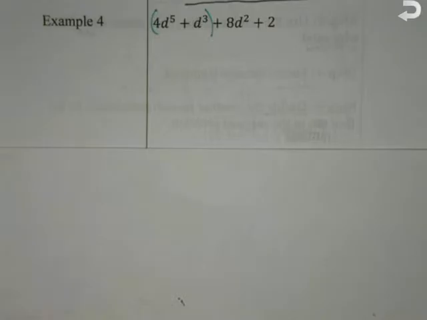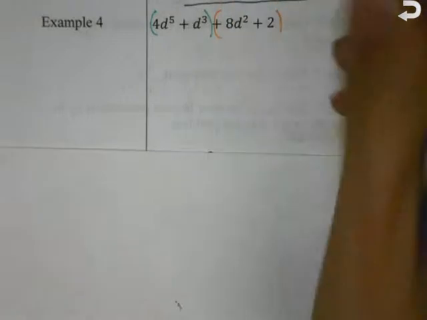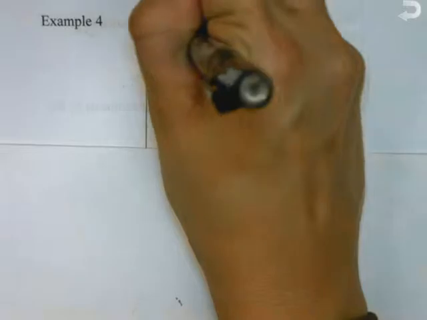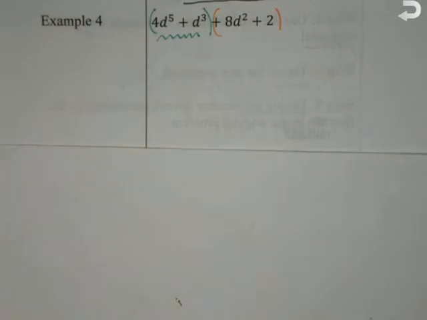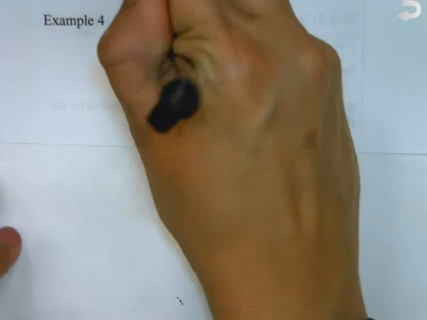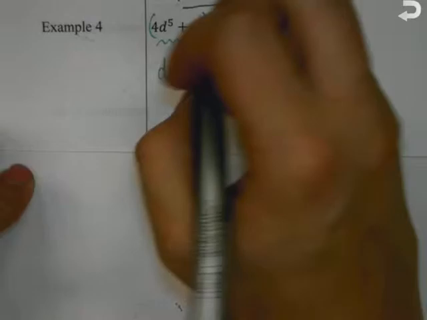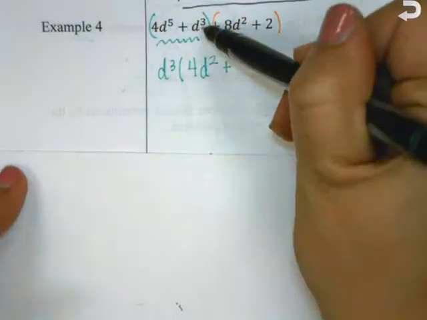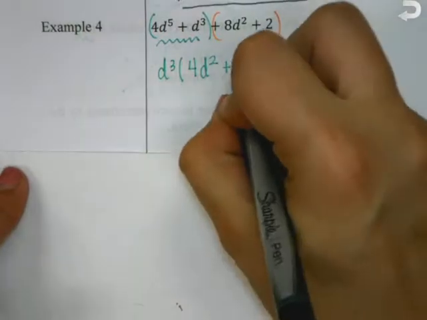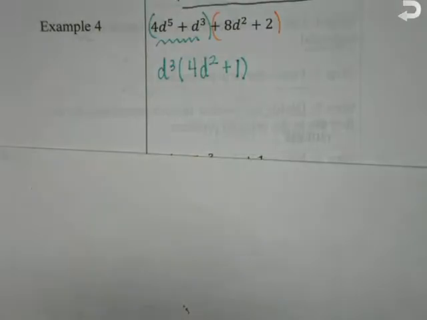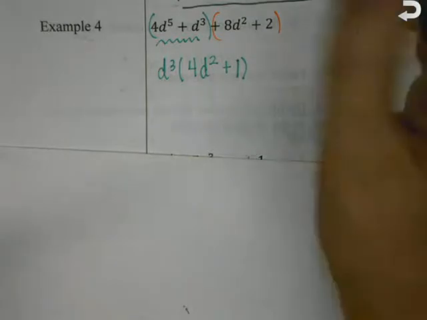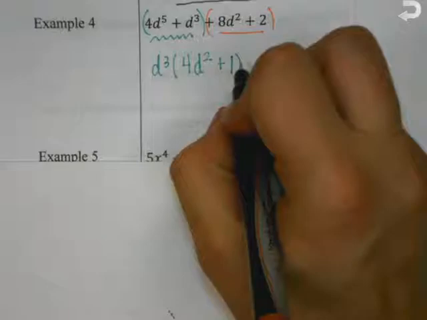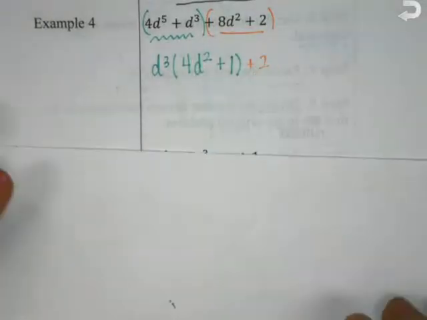Of the green group, what is my GCF? D to the 3rd. Good, d to the 3rd. So if I factored out a d to the 3rd, that's going to leave me with 4d squared plus d to the 3rd divided by d to the 3rd gives me a 1. Of the orange grouping, what's my GCF there? 4 or 2, a positive 2. So we're going to factor out a plus 2 there, times 4d squared plus 1. Let's mentally double check.